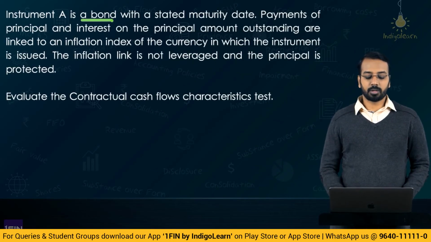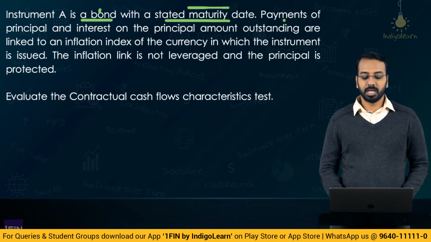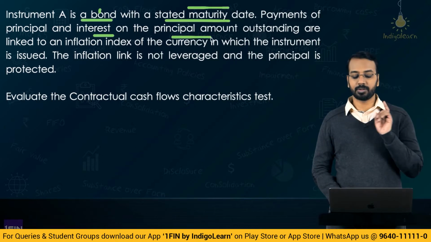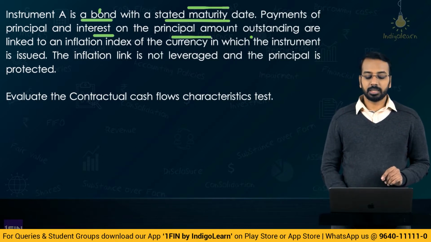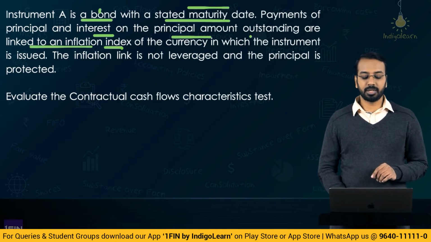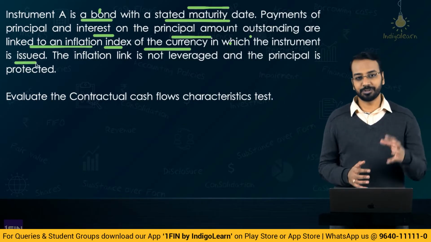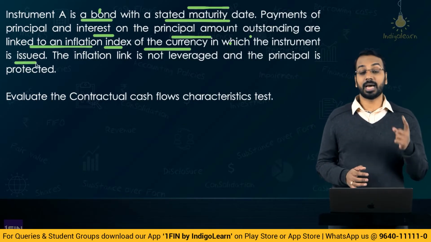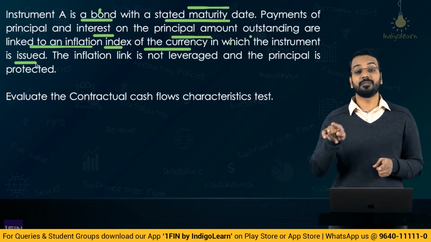Instrument A is a bond with a stated maturity date. So, it is a bond and it has a maturity date. Payments of principal and interest on the principal amount. So, there are principal and interest on principal. Interest and principal are linked to an inflation index of the currency in which the instrument is issued. So, the interest payment as well as the principal repayment are linked to what? They are linked to the inflation index.